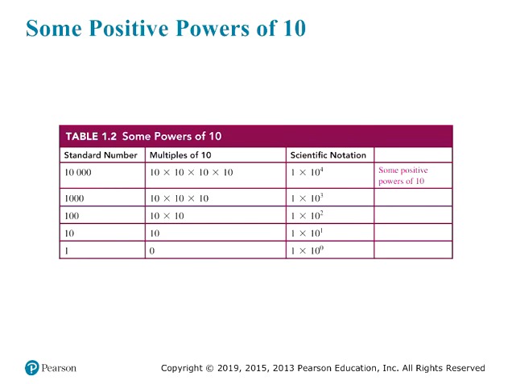In your textbook, there are a couple of tables that show some powers of 10. In table 1.2, we can see positive powers of 10. Earlier we saw the example of 1,000, which is 10 times 10 times 10, or another way to write that is 1 times 10 to the third. We can also look at 100, which is 10 times 10, and that's 1 times 10 to the second in scientific notation.